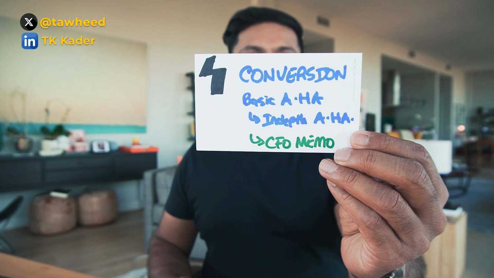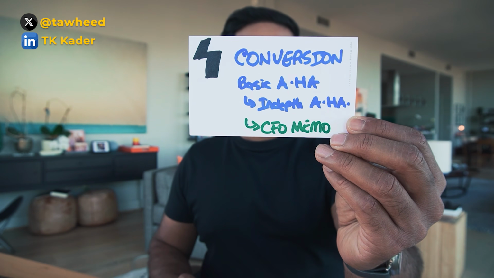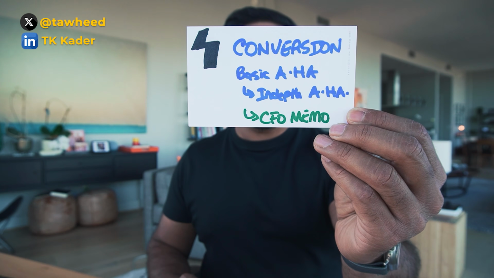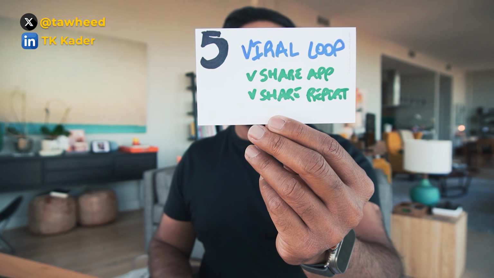Number 4, have the conversion, where once they have their basic aha moment, give them an upsell to the in-depth aha, which is the in-depth CFO memo in my case. And that's when they set up their trial and you give them the price, and then they get access to the detailed memo. And number 5, add viral loops. Share the app and share the report, and you can do this for your app as well.